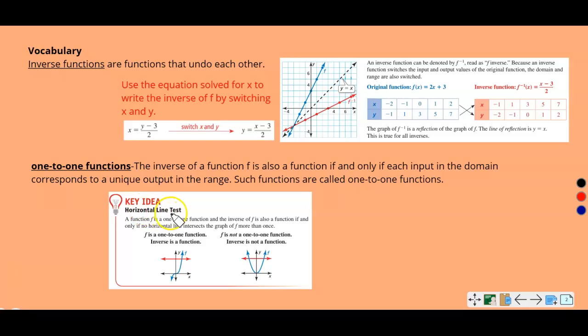So the horizontal line test: f is a 1-to-1 function if and only if the inverse is a function. So again, if you use that horizontal line test and you move it all the way down across the graph, it only passes one point at a time. That means yes, the inverse is a function. So this one would be 1-to-1. The second example here, f is not a 1-to-1 function because the inverse is not a function.